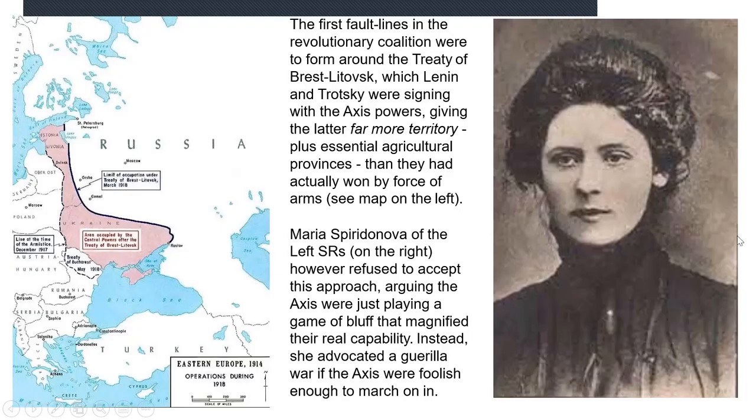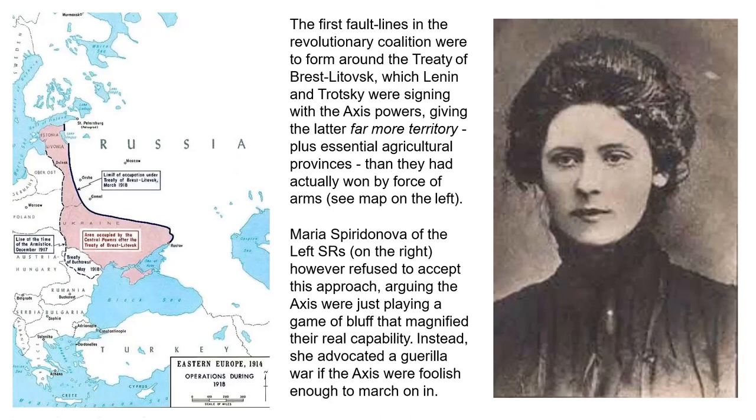Next slide. So the first fault lines in this revolutionary coalition were to form around the Treaty of Brest-Litovsk. Now this was a treaty which the Germans, because Lenin and company said that they now wanted a treaty with Germany. They weren't going to continue with the war, which was a wise decision, but the means in which they did it is questionable.